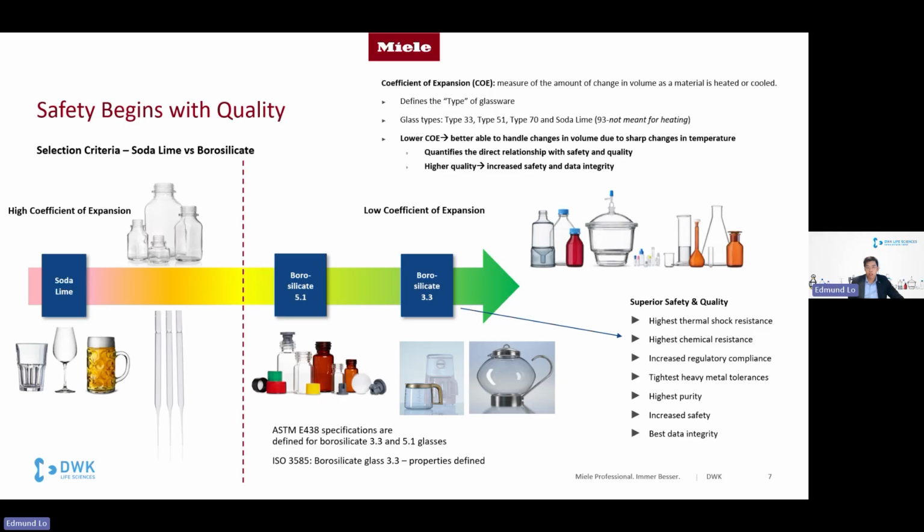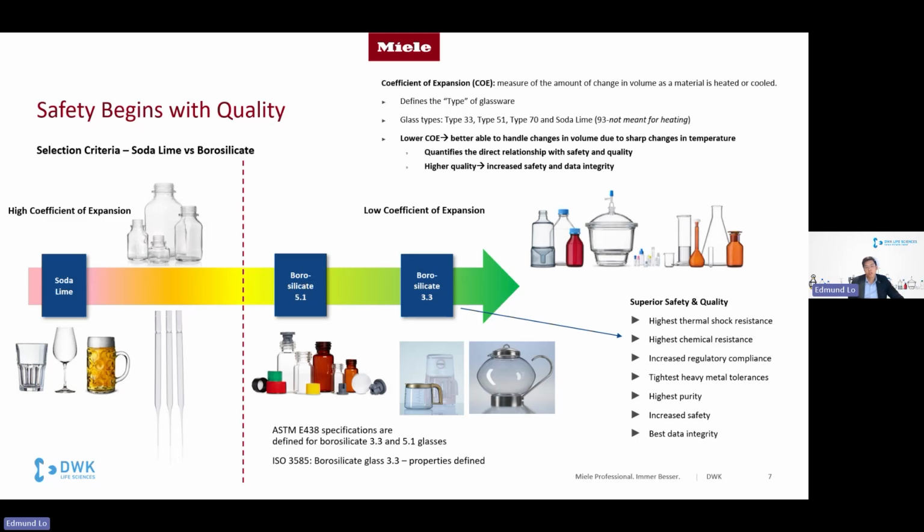Here on the left-hand side of the spectrum, again, you see soda lime glass, which has a relatively high coefficient of expansion of around 9. This makes it less suitable for applications involving heat or rapid temperature changes, as mentioned before. Its composition and properties are not as tightly regulated. Borosilicate products, on the other hand, are highly regulated by ASTM, USP, and ISO standards.